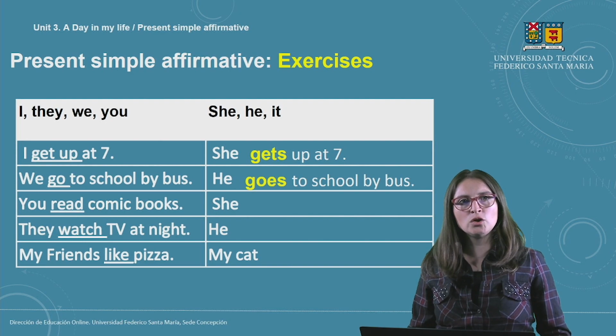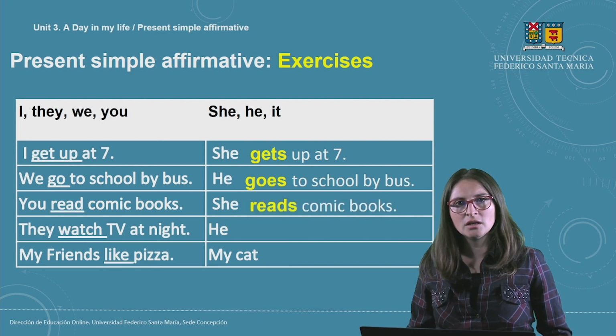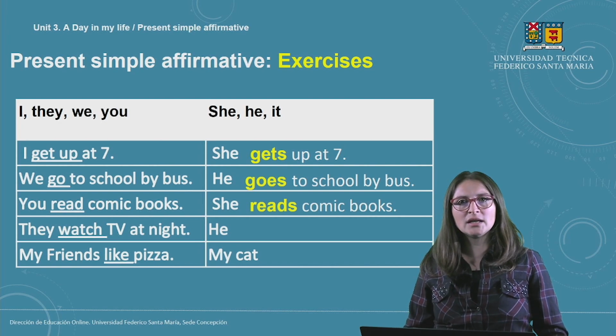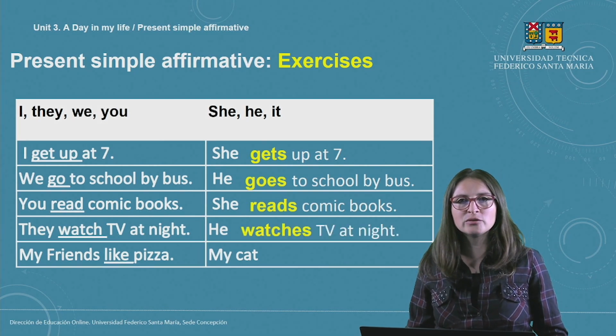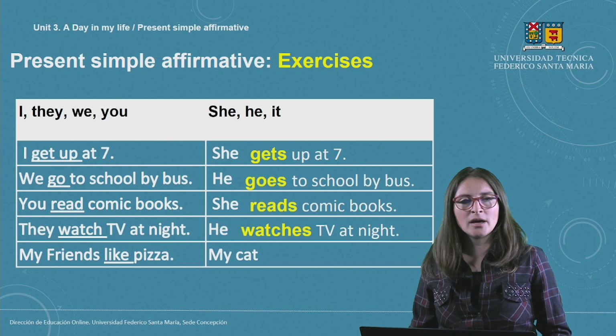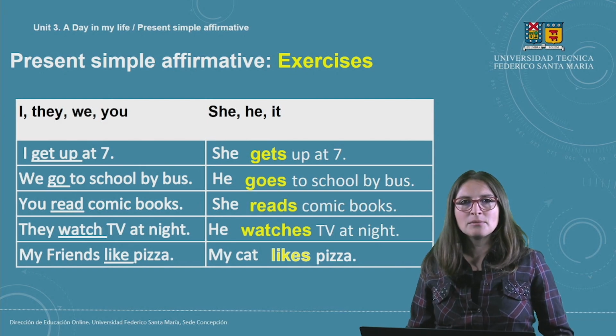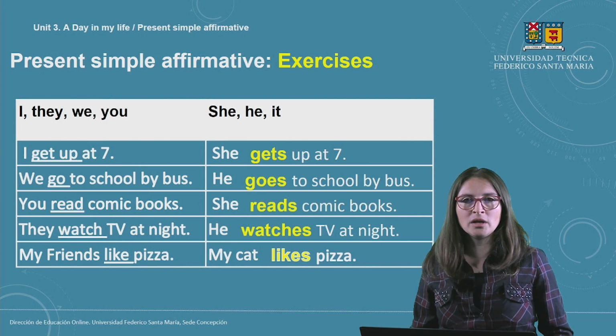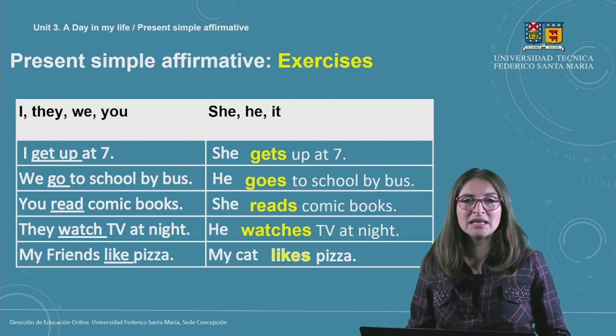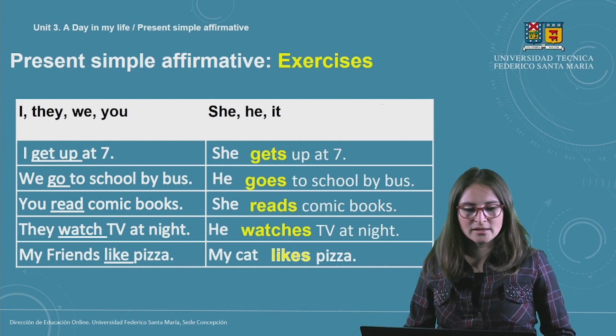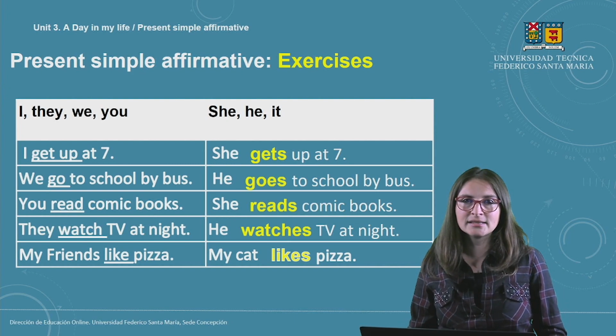The next sentence says, you read comic books, but she reads comic books. Now we have, they watch TV at night, and if the sentence is with he, you will have to say, he watches TV at night. Finally, the last example here is, my friends like pizza. Don't forget that my friends is they, so that's why it's they like pizza. And then the next sentence is, my cat likes pizza. My cat, if we check the personal pronouns, will have to be it, okay? So that's why it says there, my cat likes pizza, with a final S in the verb.